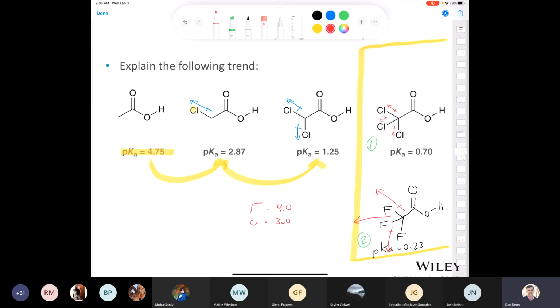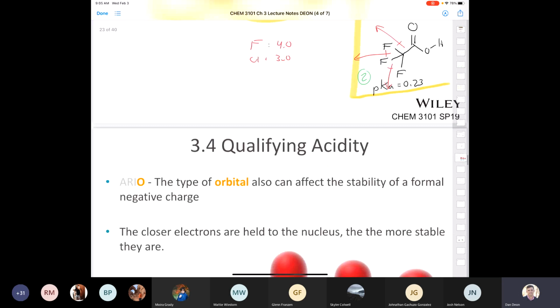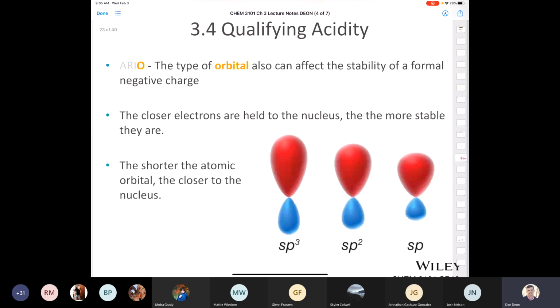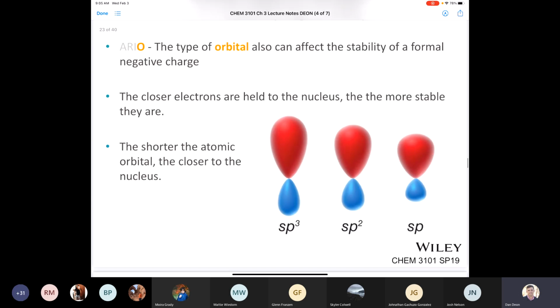So we covered atom, induction, resonance, and we have one left, and that is orbital. Really, this is what we call scraping the bottom of the barrel, right? If you've exhausted all of your ideas, atom doesn't work, resonance doesn't work, induction doesn't work, then you've got to examine the type of orbital. And that's why it was so important that you understood steric number and hybridization, because you've got to recognize an sp3, an sp2, and an sp hybridized atom.